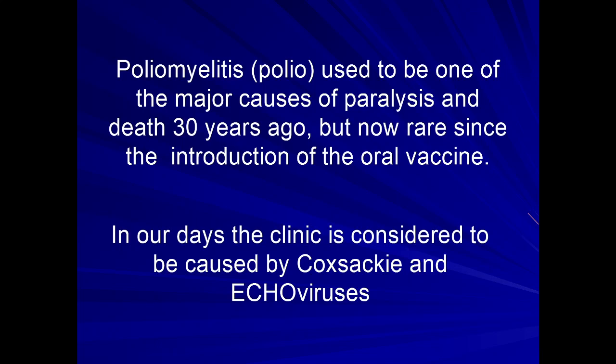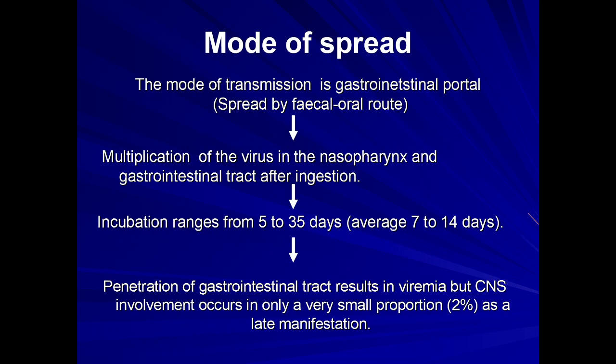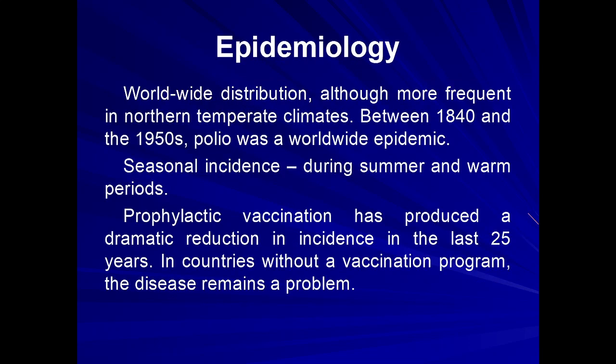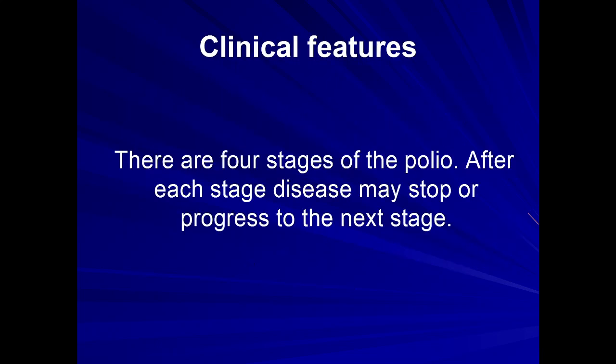But nowadays, we consider that a similar clinical picture is caused by Coxsackie and echoviruses. The mode of transmission is the fecal-oral route, then multiplication of the virus in the nasopharynx, incubation and penetration of the gastrointestinal tract with viremia. It has worldwide distribution, it used to be a worldwide epidemic. Prophylactic vaccination has produced a dramatic reduction in its incidence.